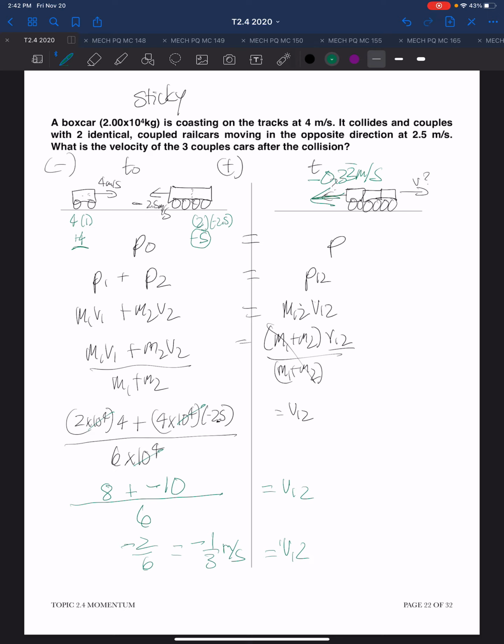So we could predict the direction of the velocity right off the bat by just determining which of these two has a larger momentum, because it will win. It'll win out in that case. And we could go through and do the check, and it works out as well. So this is an example of a sticky collision.